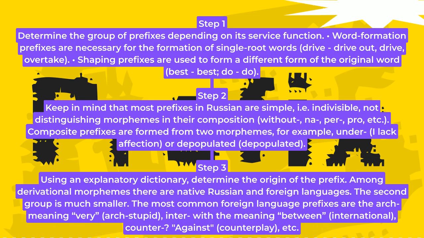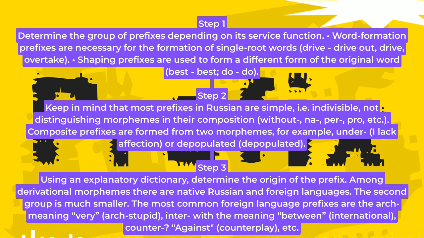Step 1. Determine the group of prefixes, depending on its service function. Word formation prefixes are necessary for the formation of single root words: drive, drive out, drive, overtake. Shaping prefixes are used to form a different form of the original word: best, best, do, do.